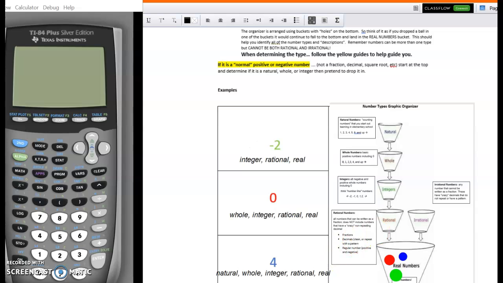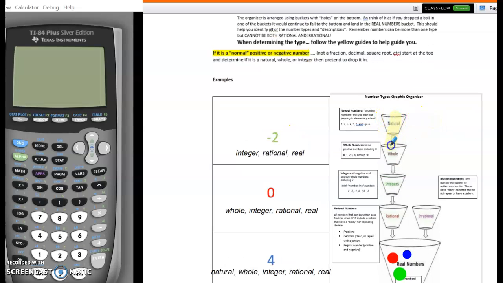So on your activity, guys, I'm going to have a bunch of different normal positive and negative numbers. We're focusing on asking yourself these questions like we just did in our examples, and then highlighting. I'm going to give you all the options. I just want you to go through and highlight what number types describe that number.